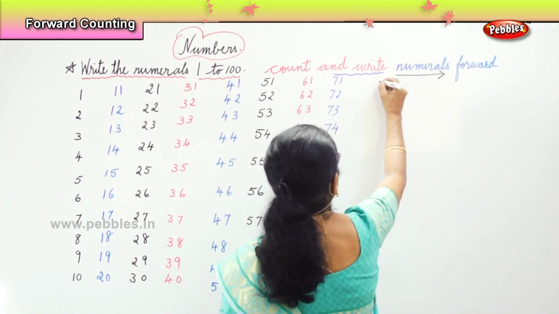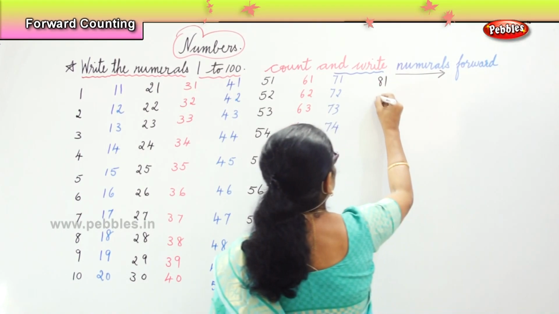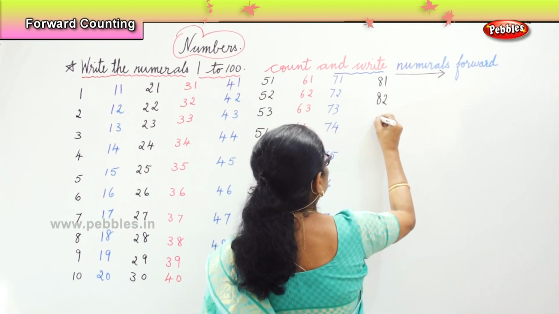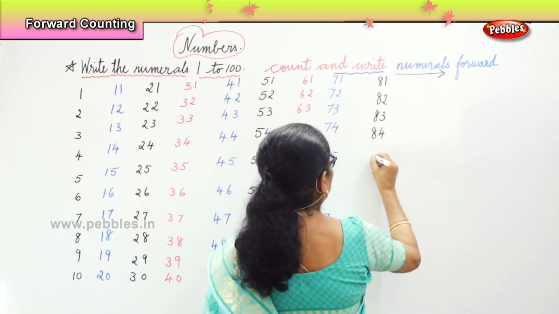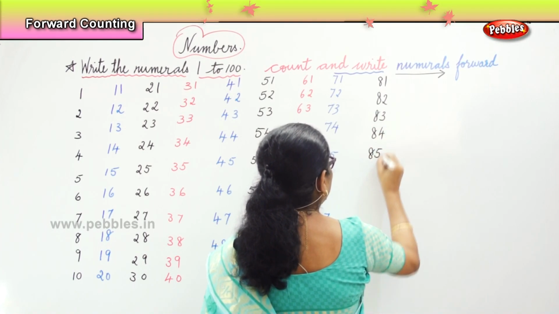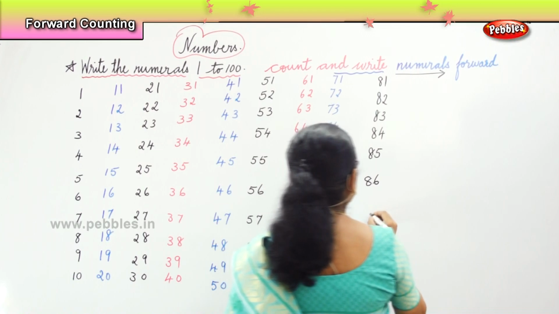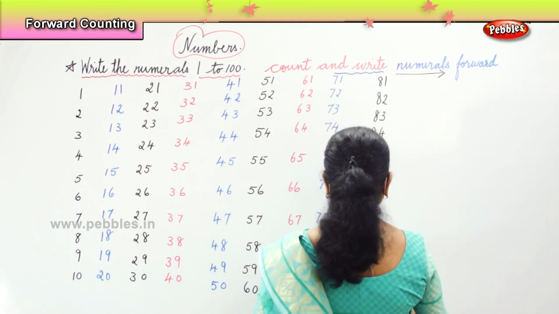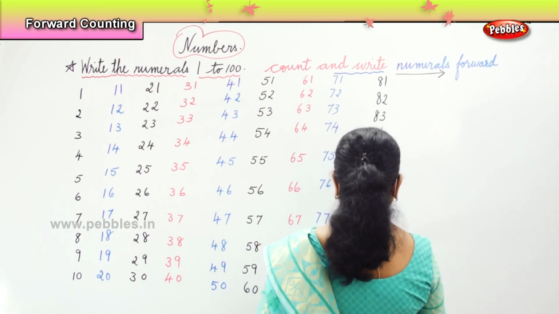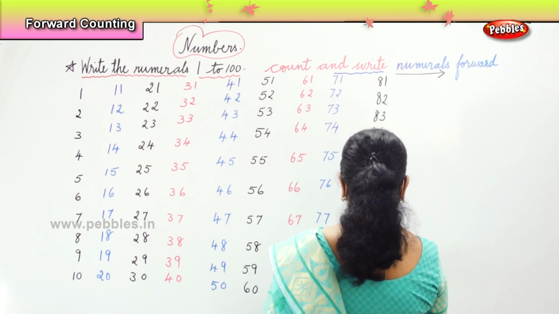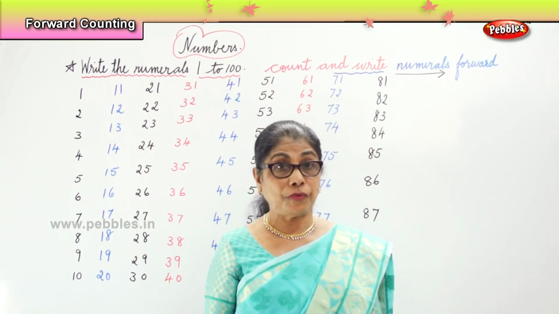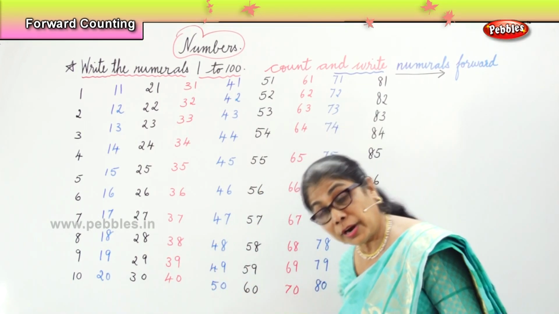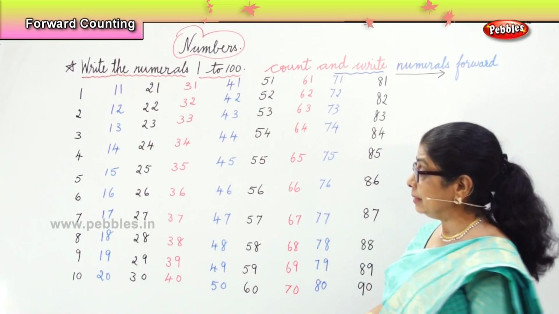Just one more. 81, good. 82, 83, 84, 85, 86, 87, 88, 89, and there 90. We counted forward numbers from 1 to 90.